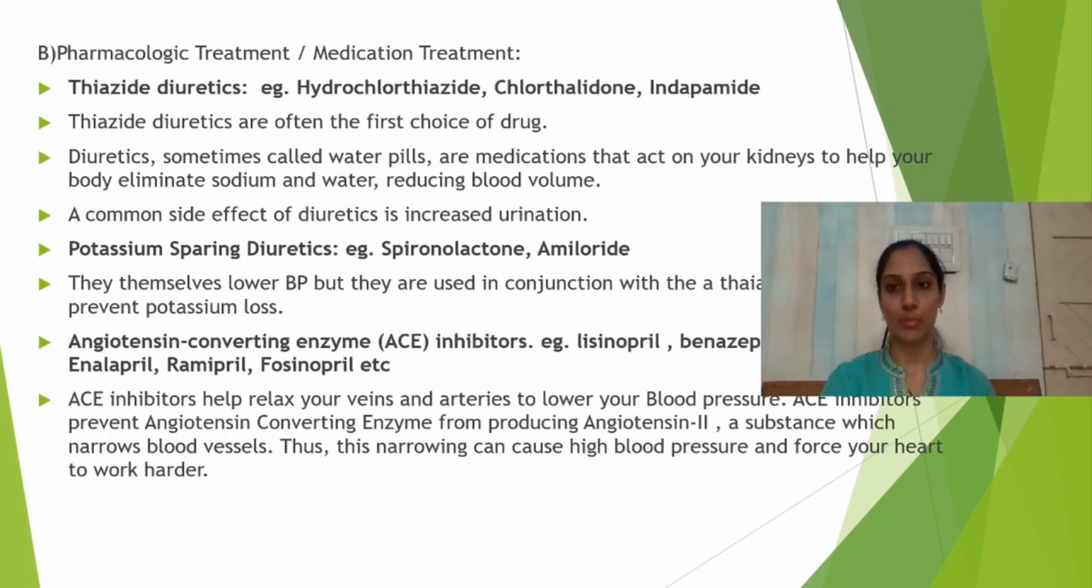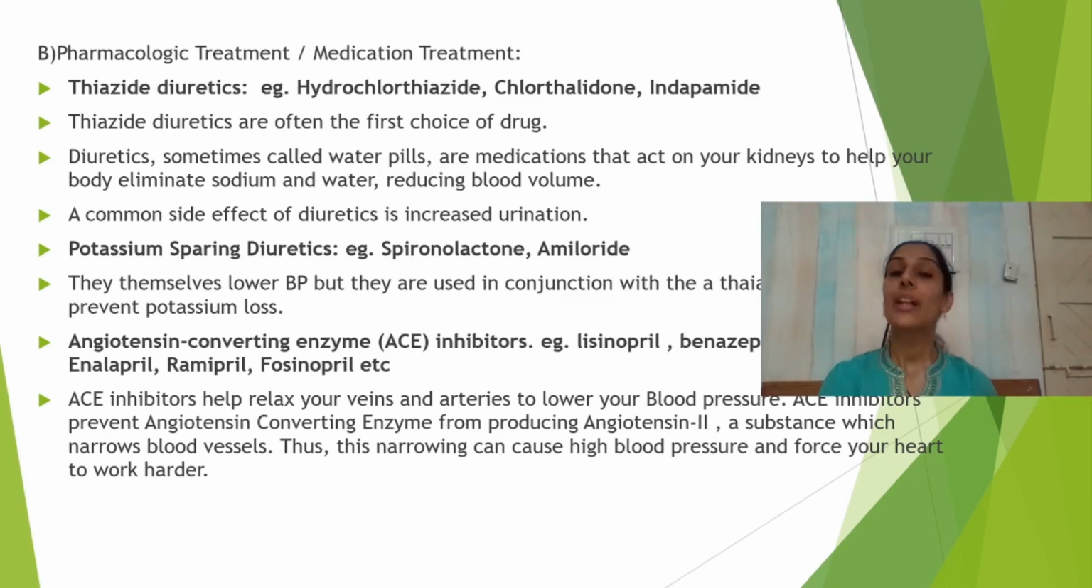Now under pharmacologic treatment, that is medication treatment, the first basic treatment is thiazide diuretics, for example hydrochlorothiazide, chlorthalidone, indapamide. The basic motto behind thiazide diuretics is that they help to eliminate sodium and water and reduce the blood volume. The next is potassium sparing diuretics, that is spironolactone and amiloride. As the name suggests, potassium sparing means that potassium loss is stopped, to prevent the loss of potassium. It is generally given in combination with thiazide diuretics.